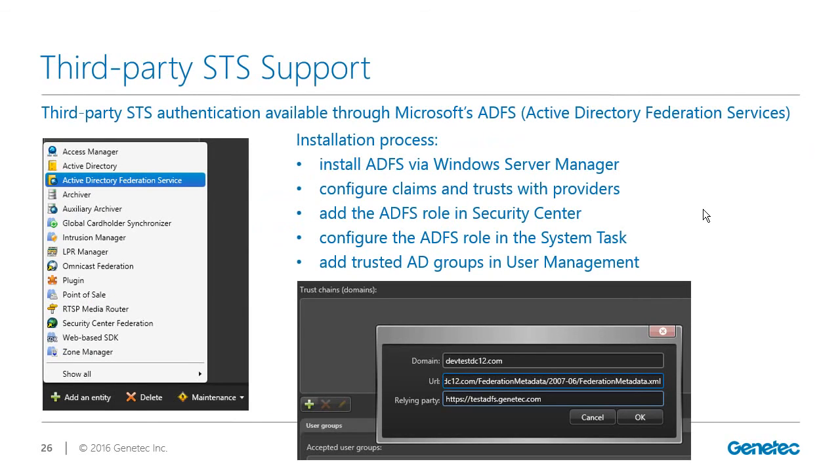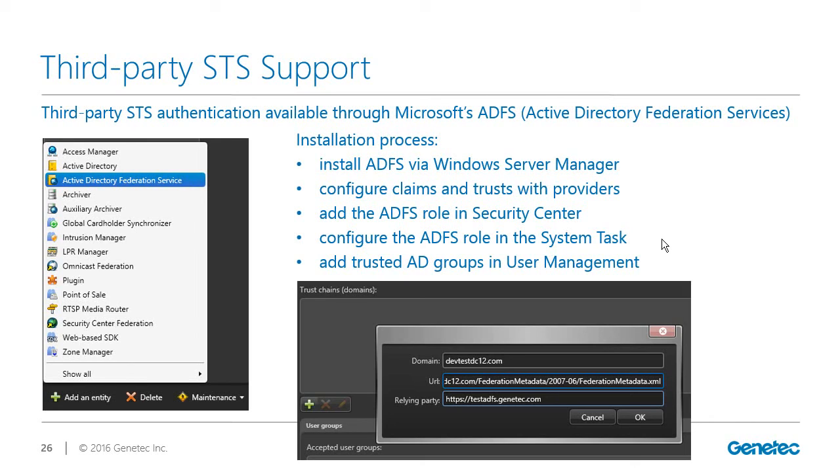Now in terms of setting up our third-party STS support, so the Active Directory Federation Services, we do have a new role for that. Now this is pretty detailed, so I just cut it down to the basic steps here. What you're doing is adding a new role from your system task, and you're choosing Active Directory Federation Service. And once you define all the information in your Windows Server Manager to connect to the ADFS, then you can set up your Security Center role.